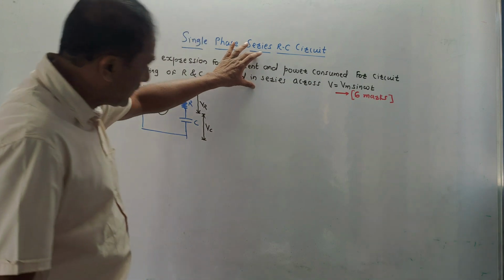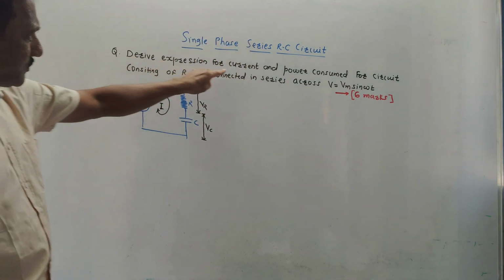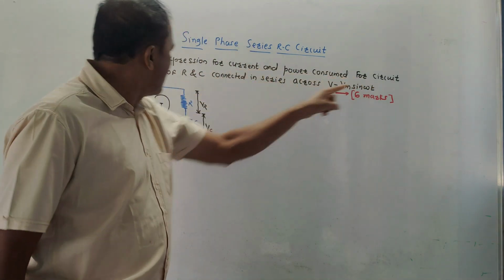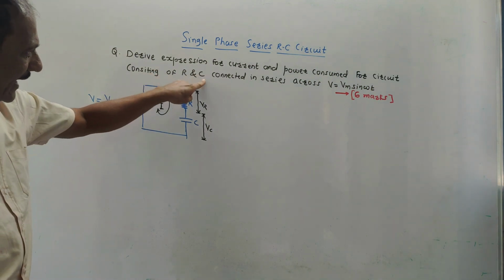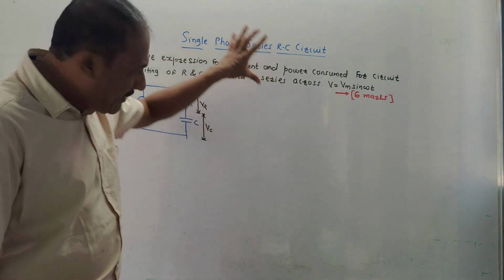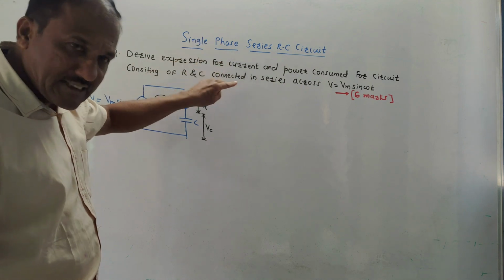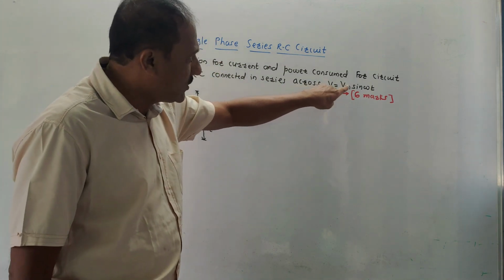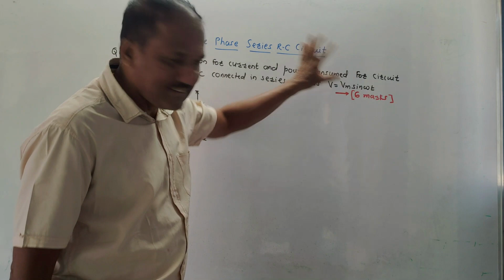Now, what is the question expected on this topic? Derive expression for current and power consumed for the circuit consists of R and C connected in series. Meaning is same. It is series RC circuit. Across it, V is equal to Vm sin omega t. This is the supply voltage.